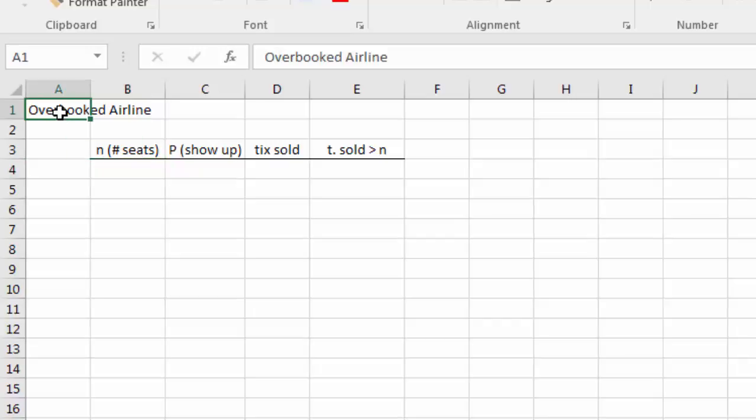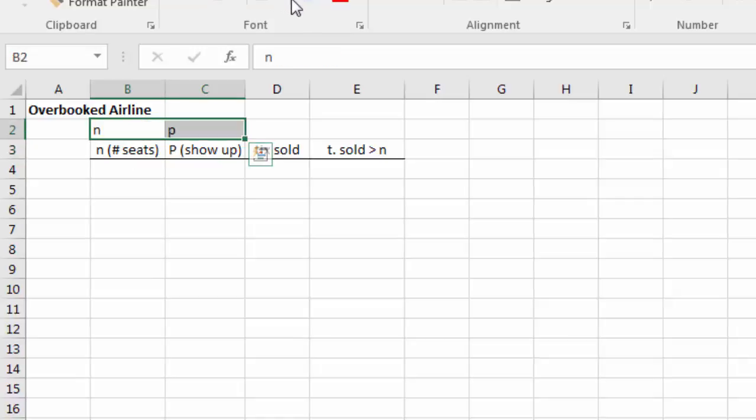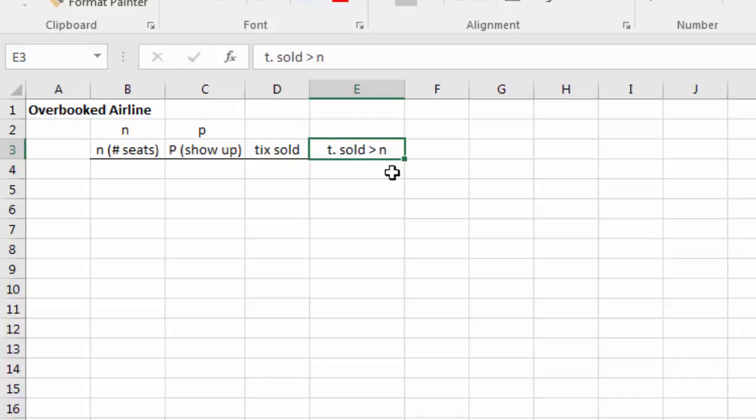Okay, here's the way I'm going to set it up. Put a title in, and basically I want my N and P. We always want those, and I've just described what those are down here: the number of seats, and whether people will show up or not. Then the tickets sold, and then what's the chance that the tickets sold is going to be greater than the number of seats. So let's fill everything in.